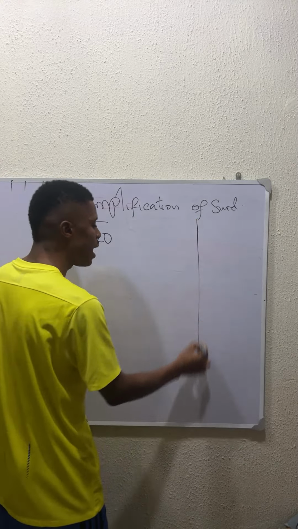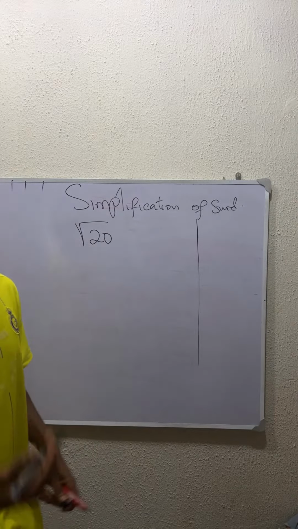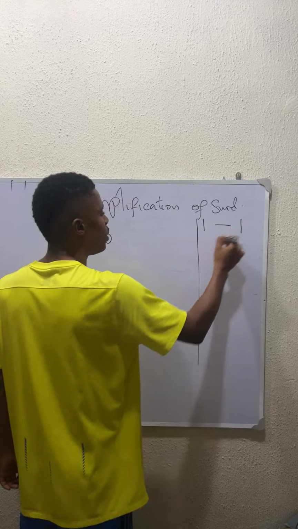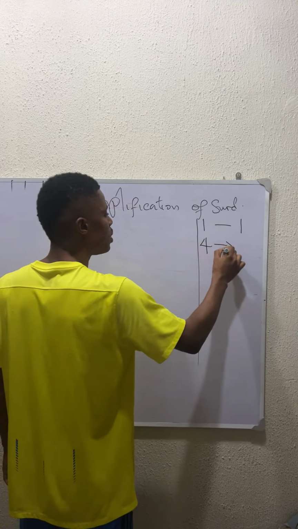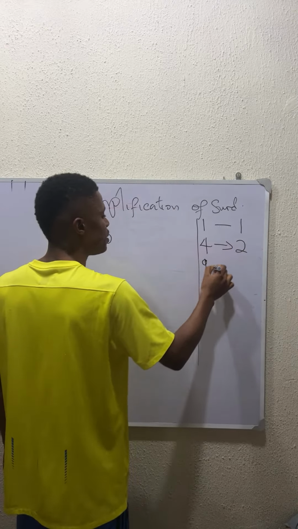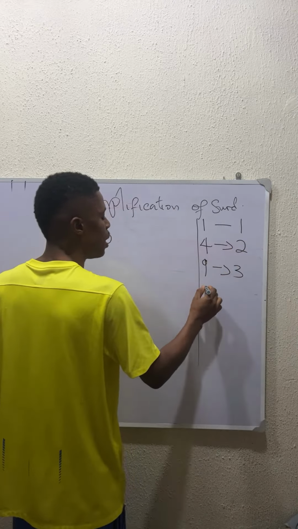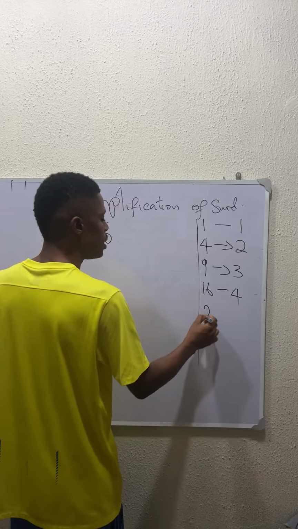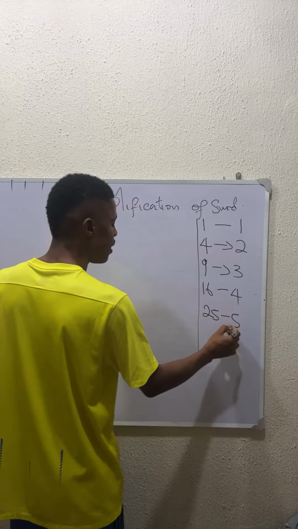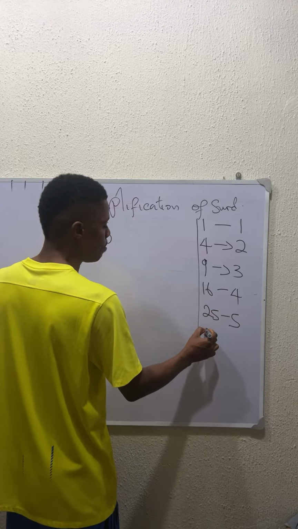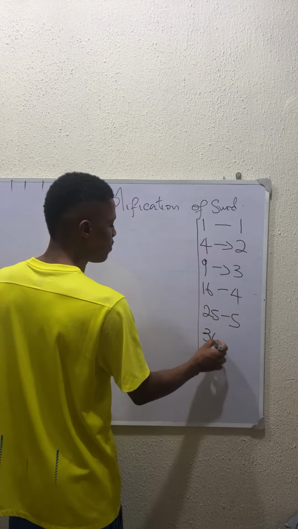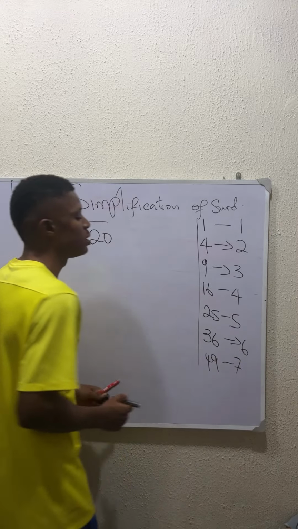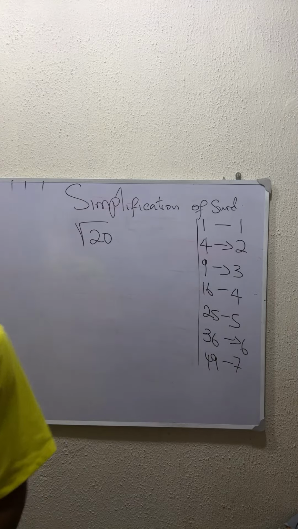Before we do that, we should have some of the square roots, some of the perfect squares. 1 is a perfect square and the square root is 1. 4 is a perfect square and the square root is 2. 9 is a perfect square and the square root is 3. 16 is a perfect square and the square root is 4. 25 is a perfect square which has 5. 36 is a perfect square which has 6. 49 for what? 7. So these are the few squares and perfect squares we have.